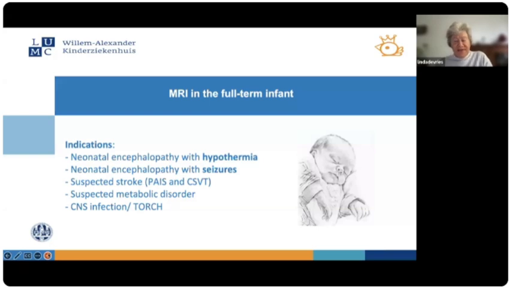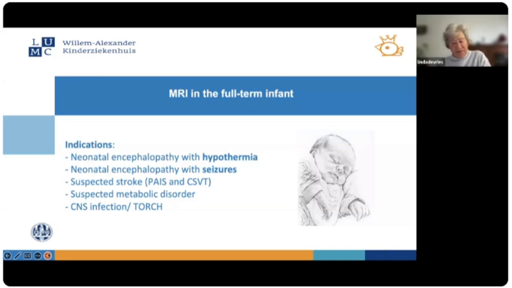So what are the indications? I would like to start with the full-term babies and then end my talk with the preterm babies. For the full-term babies, of course, most of us, I think in Holland, in Europe, it's more or less obligatory. If you cool the baby, then after cooling, you will do an MRI. So that's more or less clinical practice.